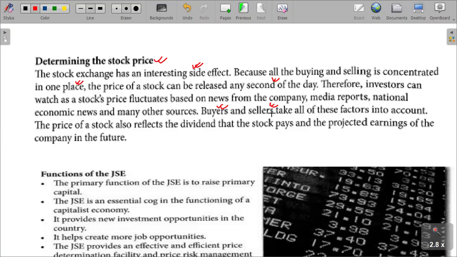The price of stock also reflects the dividend that the stock pays and the projected earnings of the company in the future. So what you need to understand is that the stock price can also provide a reflection on the profits that the company would have. So the profits that the company is giving define the dividends.